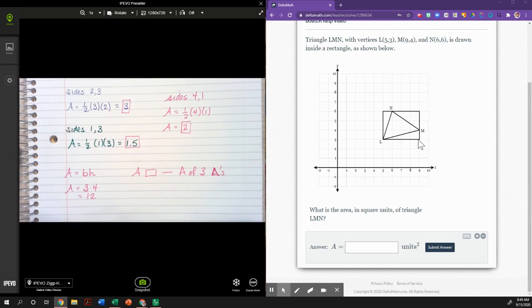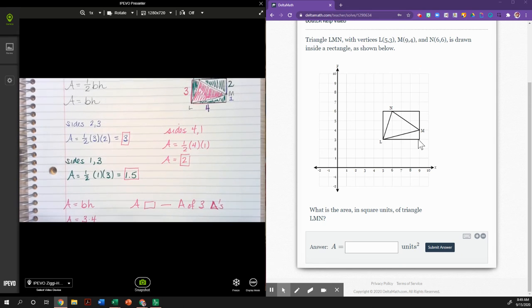Okay, and then what's remaining, and I can't really zoom out. Let me see if I can change my picture here. No, I can't really do that. Yeah, and I'm zoomed out all the way.